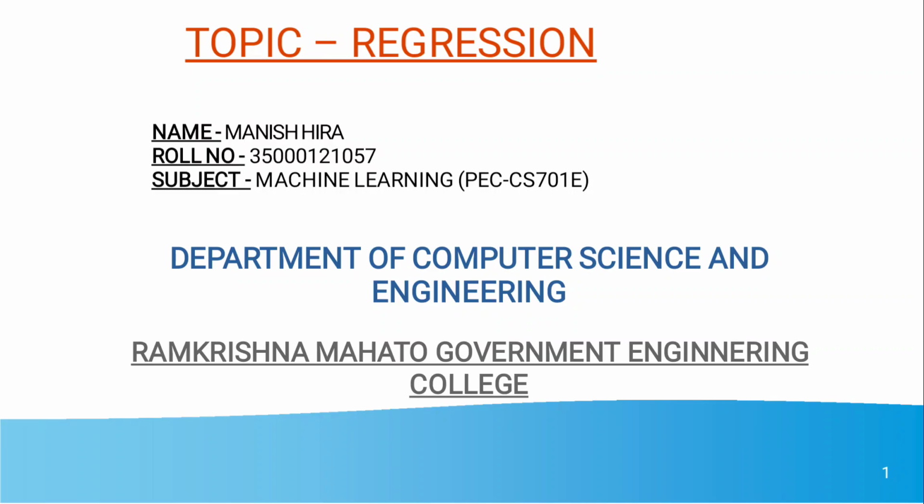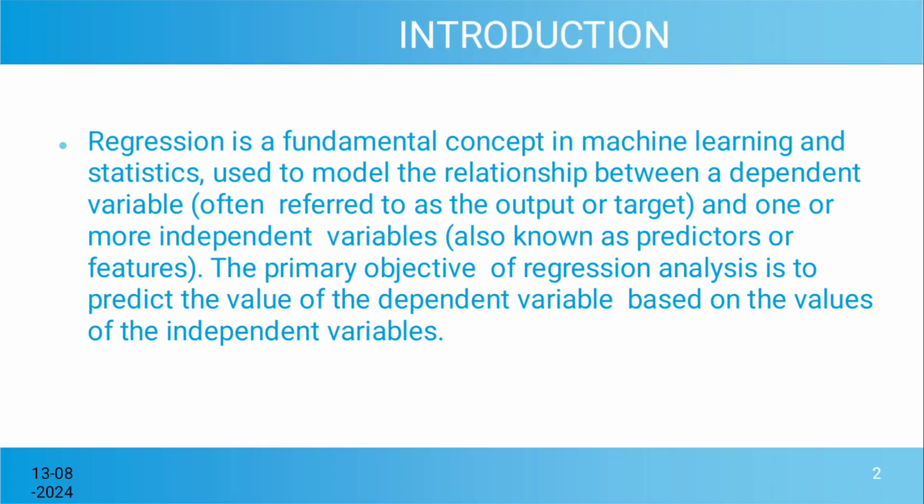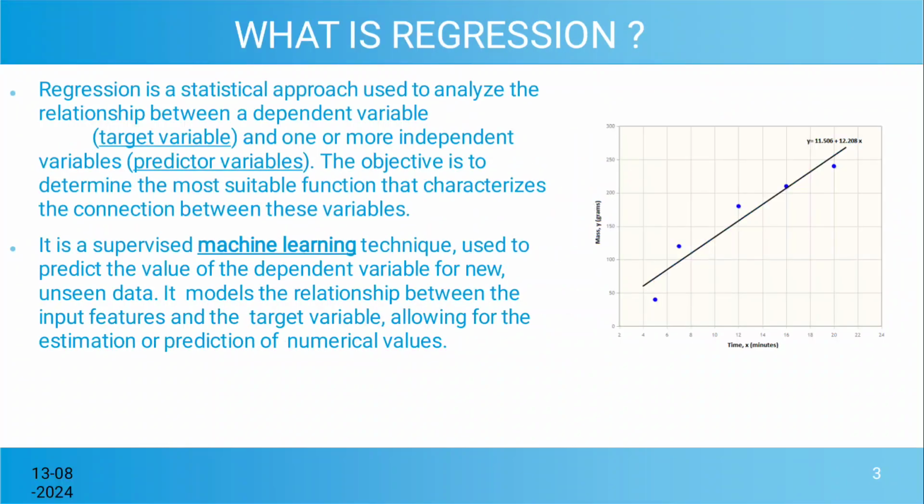As you can see on the screen, our topic today is regression. Introduction. Regression is a fundamental concept in machine learning and statistics used to model the relationship between a dependent variable and independent variables. The primary objective of regression analysis is to predict the dependent variable based on the values of independent variables.